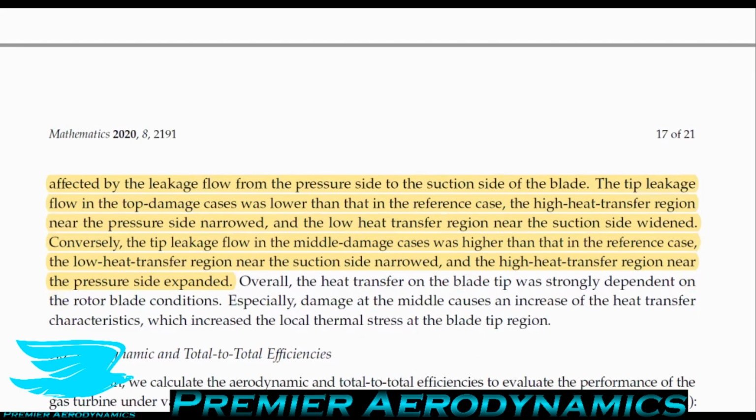Tip leakage flow in the tip damage cases was lower than that for the reference case. The high heat transfer regions near the pressure side narrowed, and the low heat transfer region near the suction side widened. On the other hand, the tip leakage flow for the middle damage cases was higher. So that means that the low heat transfer region near the suction side narrowed, and the high heat transfer regions near the pressure side expanded. So the heat transfer was really shifted from the suction side to the pressure side.